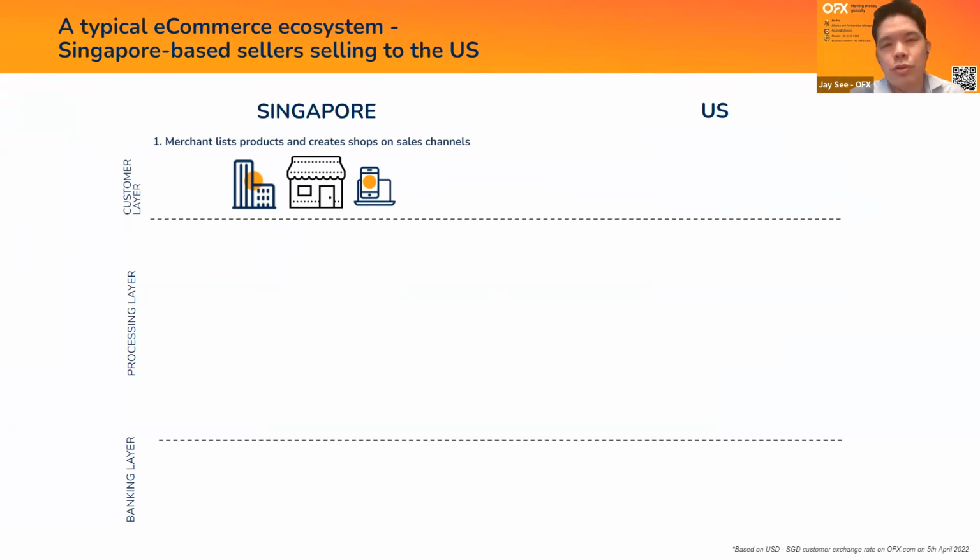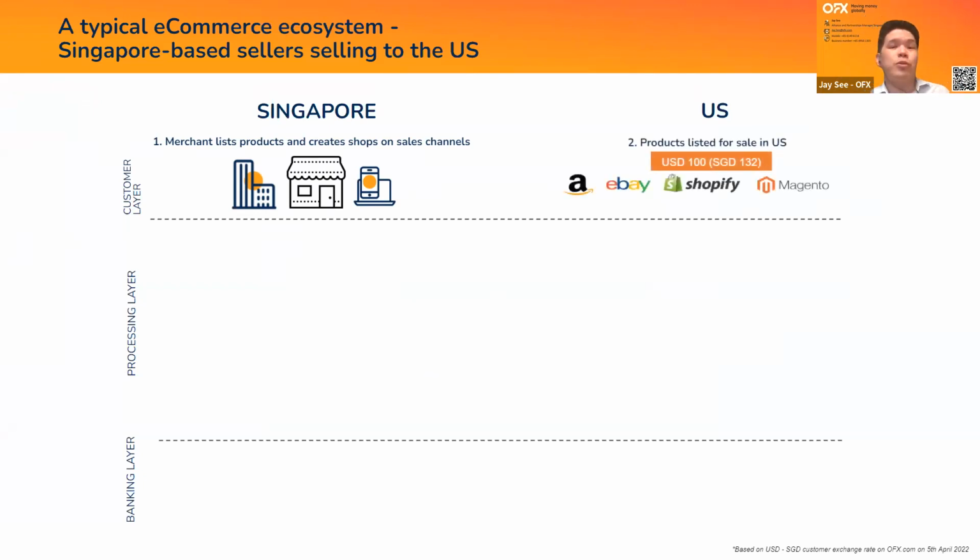This will bring you to let's just say you're selling on Amazon US, and you're selling on one of these platforms. So if it's not Amazon, it's eBay, it's Shopify, okay? And you list it for $100 US, which is equivalent to about, let's just say, 132 Sing dollars.